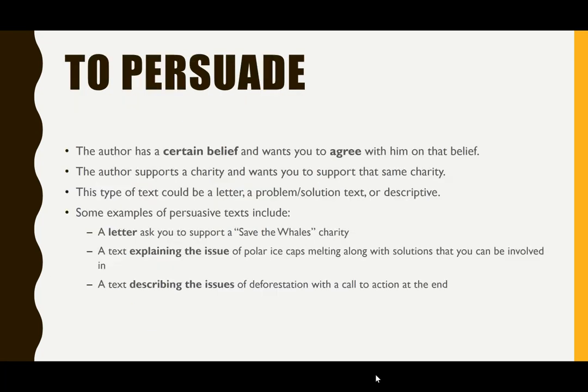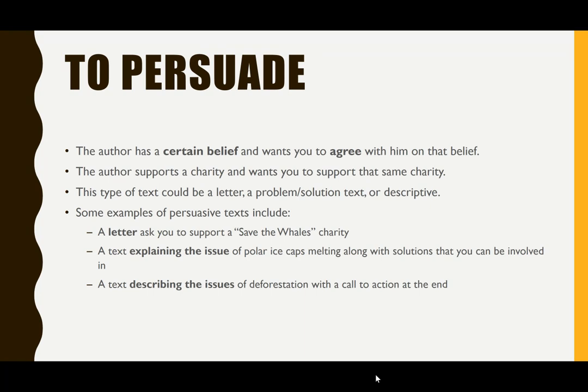You'll see a few bolded words. Those are some things you should include in your notes. To persuade, the author has a certain belief and wants you to agree with him on that belief. For example, the author supports a charity and wants you to support the same charity. This type of text could be a letter, a problem solution text, or descriptive.